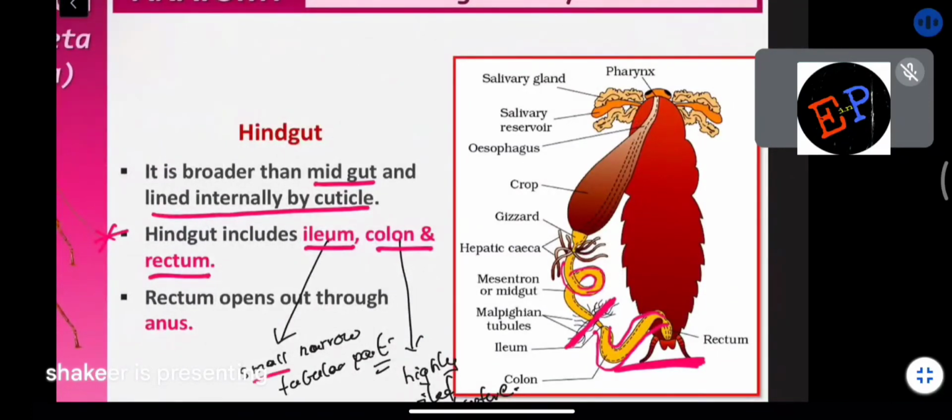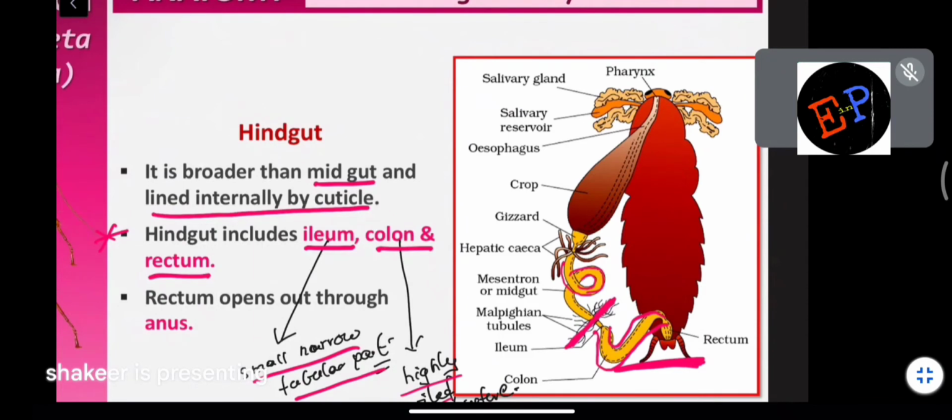So the small narrow tubular part is nothing but the ileum, and the colon, how we defined, is a highly coiled structure. All these are excretory regions, that's it. So a highly coiled structure is called the colon. It means it is coiled like anything.